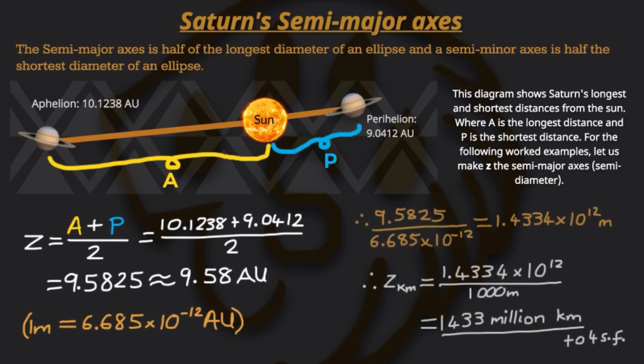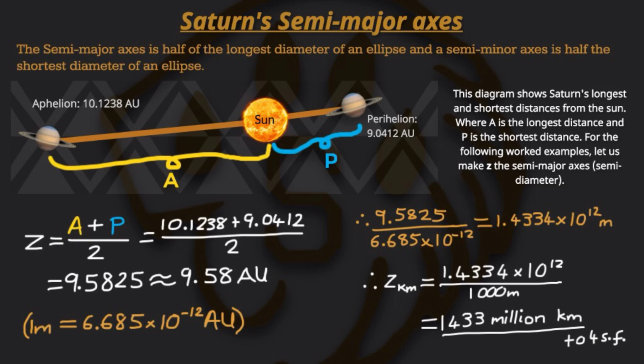Okay, now I want to convert to meters, because we're not given meters where we have the aphelion and the perihelion there. We just have astronomical units. So I want to find the semi-major axis in meters, but without using the actual values of the aphelion and the perihelion in meters. So our conversion rate will be 1 meter is equal to 6.685 times 10 to the power negative 12 astronomical units. So what we do is we divide the 9.5825 by that value in astronomical units for 1 meter. So we get the semi-major axis in meters, which is equal to 1.4334 times 10 to the power 12 meters.